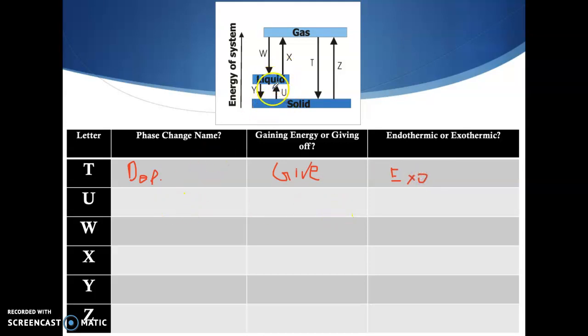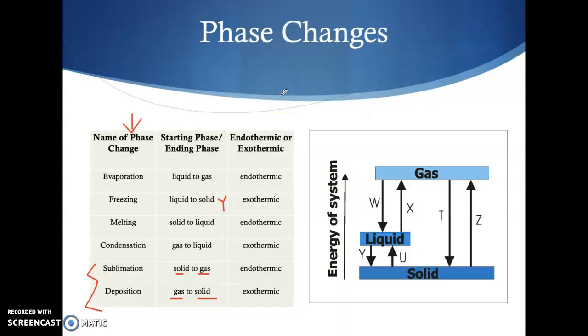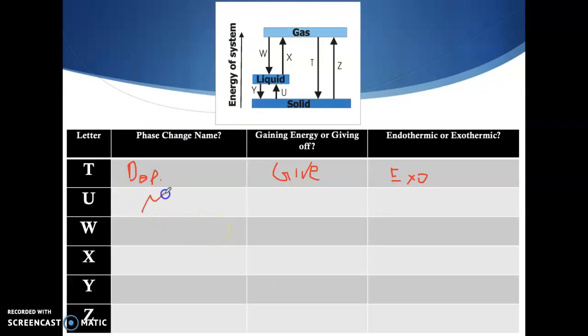We'll do another one together. U, solid to liquid. Solid to liquid right here is melting. Probably another one that you know. I'm just going to put an M there. That is a gain of energy. And how do I know it's a gain of energy? Because as a liquid, my particles are moving more. That would be endothermic. Okay. So why don't you try to fill in the rest of the table here? I'm going to pause the video and write in the answers, then we'll talk about them in a second, but see if you can identify them.